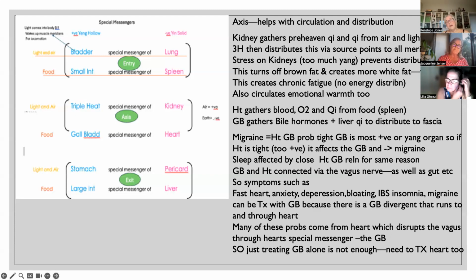I think, look, Kevin said that he thinks that understanding the dynamics of special messengers is one of the most powerful ways to look at treating people. So that's why I wanted to do it, because I want to understand what it's all about. So if you've got these little charts and somebody comes in with, as I said, a headache and gut problems, well, you know, look a little bit deeper.